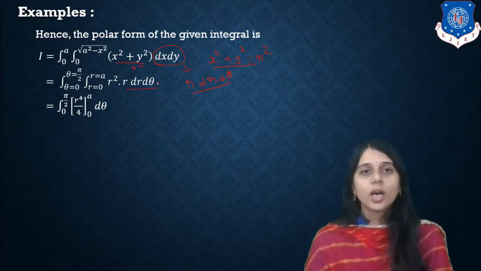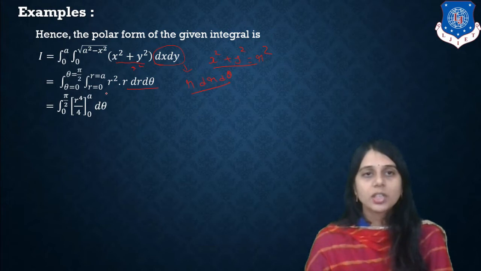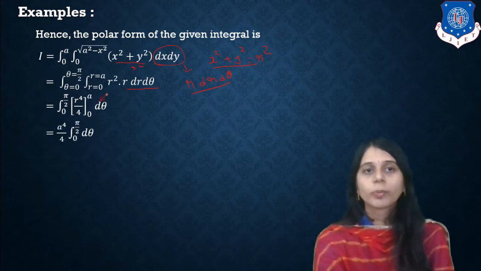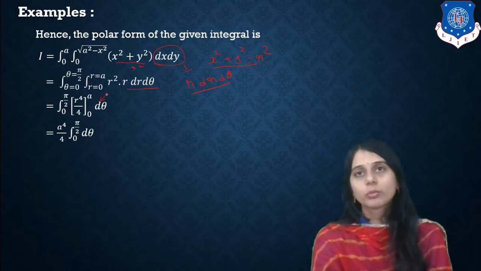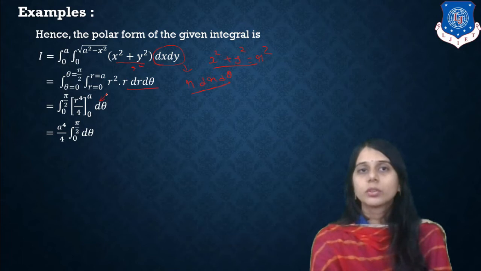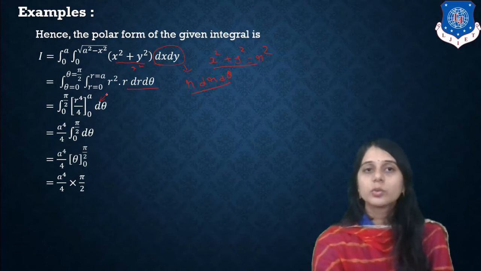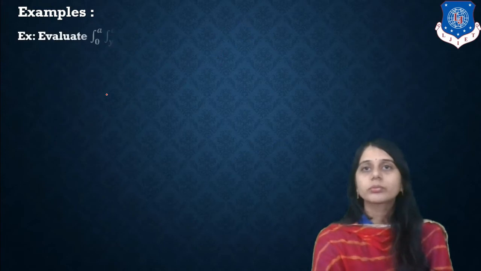R square into r is r cube. So the integration is r raised to 4 by 4. Putting the limits a and 0, we get a raised to 4 by 4 as a constant, integration 0 to pi by 2 d theta. So a raised to 4 by 4 theta from 0 to pi by 2, a raised to 4 by 4 into pi by 2, and it is pi a raised to 4 by 8.